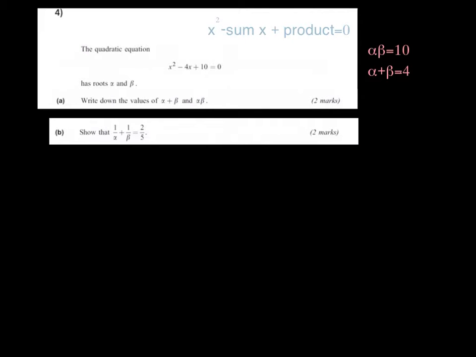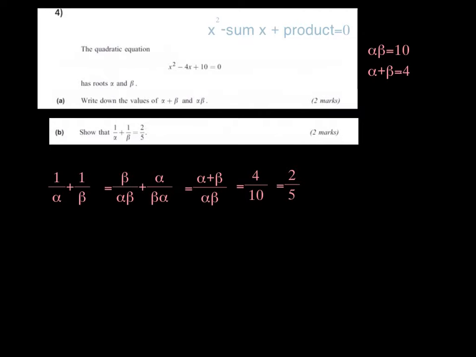So we're asked to show that 1 over alpha plus 1 over beta equals 2/5. So it's a show that question, so I'm not going to involve the 2/5 in the solution, that's going to be the final answer. So I need to somehow make 1 over alpha plus 1 over beta be made up of alpha betas and alpha plus betas, because as soon as they're made up of those, I can sub in the values that I know here.